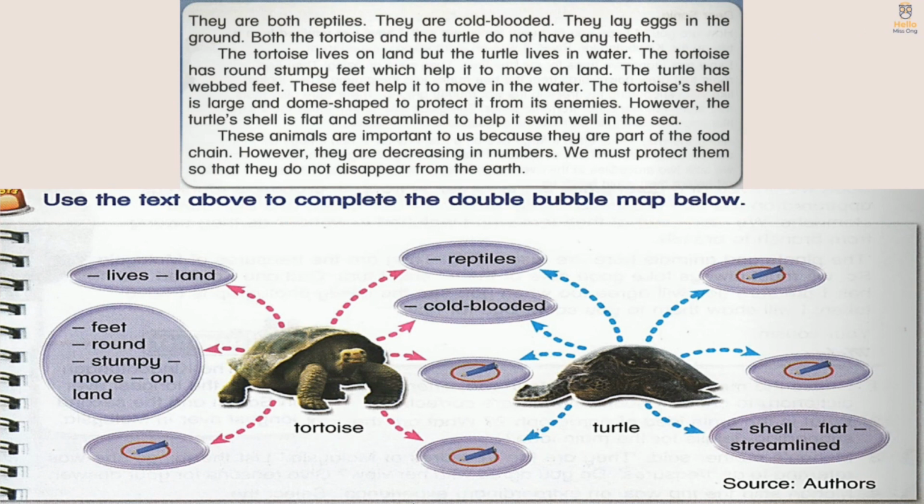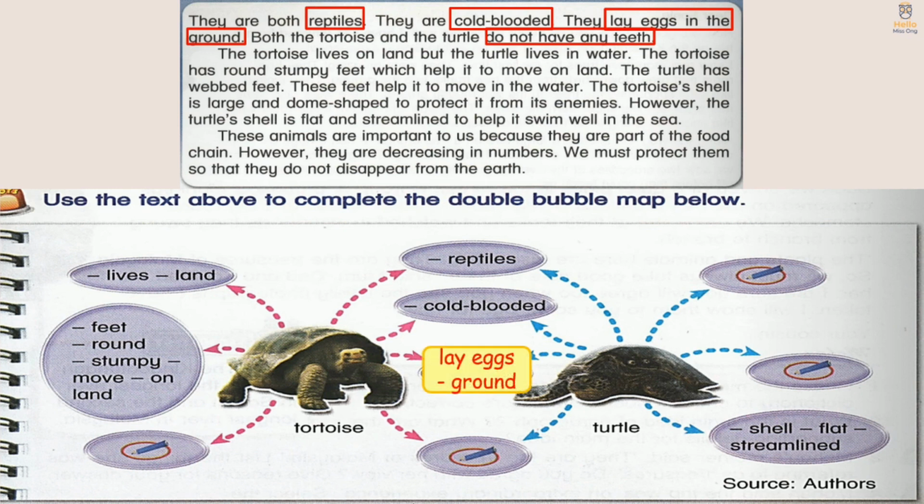Now, use the text above to complete the double bubble map below. We use the double bubble map to state the similarities and differences between two things. Now, let's find the similarities between the tortoise and the turtle. In terms of similarities, the tortoise and the turtle are both reptiles. They are cold-blooded. Can you find the next two similarities? Yes, they lay eggs in the ground, and they do not have any teeth.